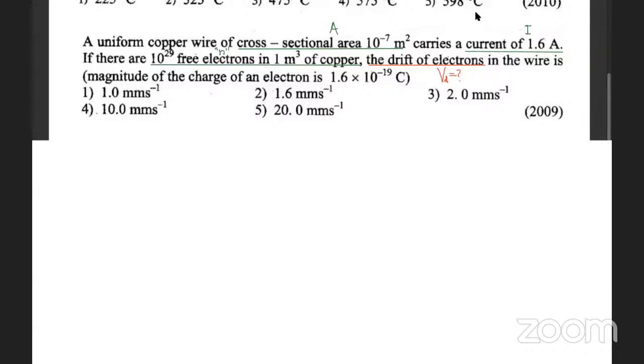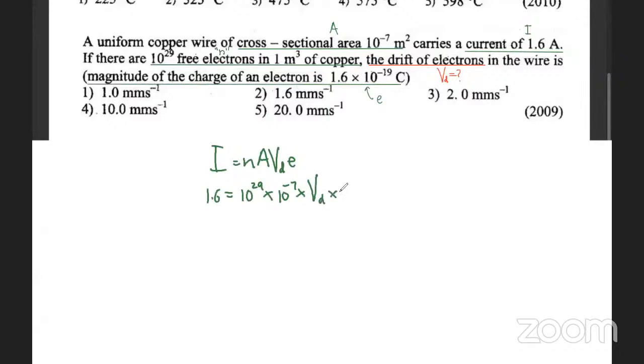They have given us a simple e here: the magnitude of the charge of an electron. We have everything we need, so it's just about substituting values and getting the answer. Another very simple question: I equals n A Vd e. I is 1.6, n is 10 to the power 29, A is 10 to the power minus 7, into drift velocity, which we have to find, into 1.6 into 10 to the power minus 19.